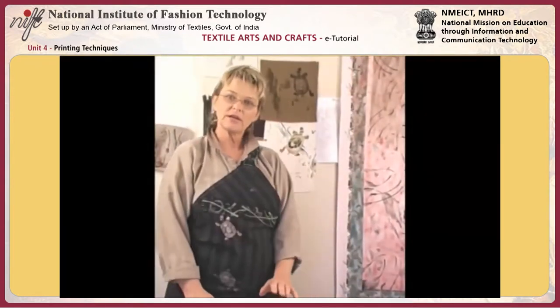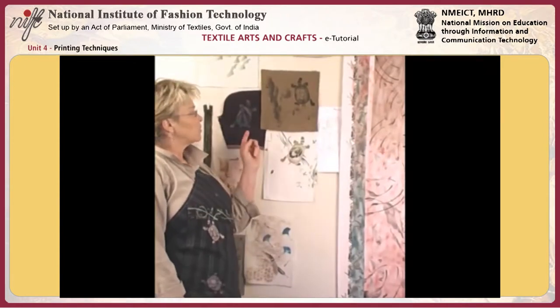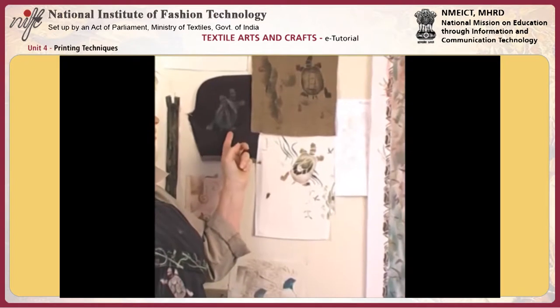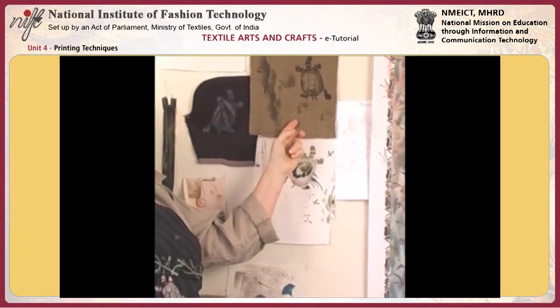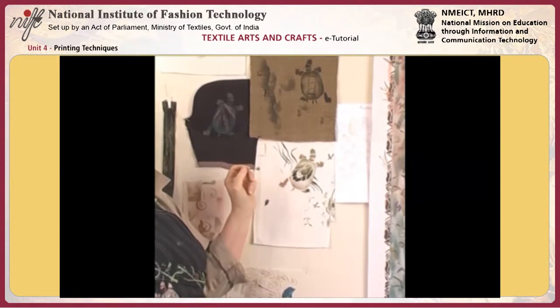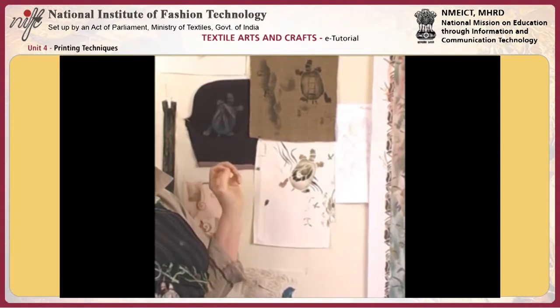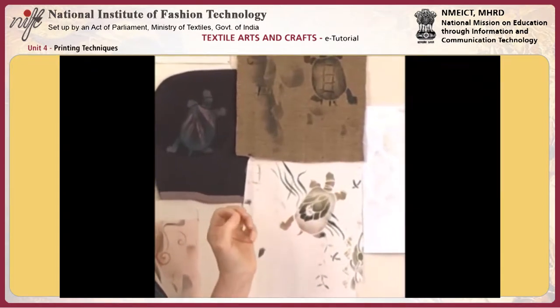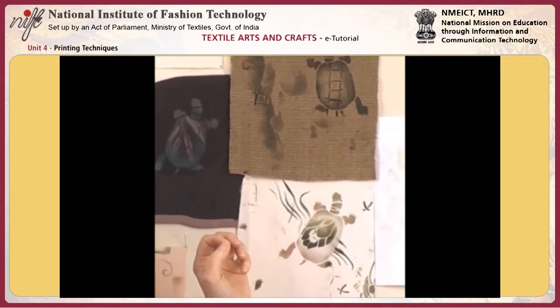I have several samples here on the wall where you can see here's the same image printed on a light piece, a dark bumpy piece, and another textured piece. You can see that same turtle image is very different on the three pieces of fabric. So it's a great idea to start with several pieces just to see what you're going to like as you start putting the paint to the fabric.